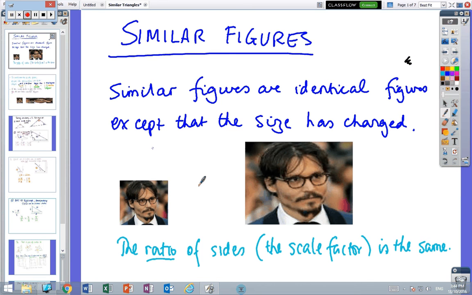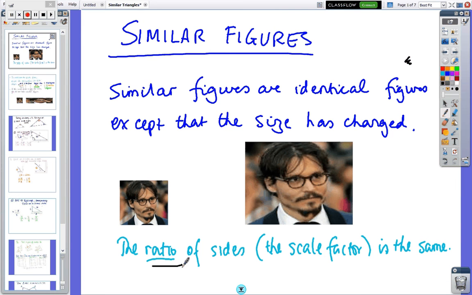Okay, so looking at similar shapes, similar figures, basically it's going to turn into triangles, but we start with similar figures. So similar figures are identical figures except the size has changed. So here I've got a picture of what the kids told me is Johnny Depp, and I've dragged him so this picture's the same in proportion, but he's got bigger. And so this is a similar picture, but the ratio of the sides has changed. And this ratio is called the scale factor.